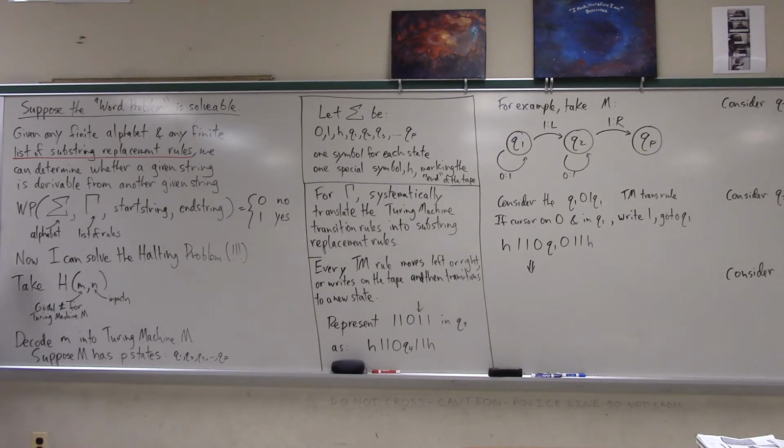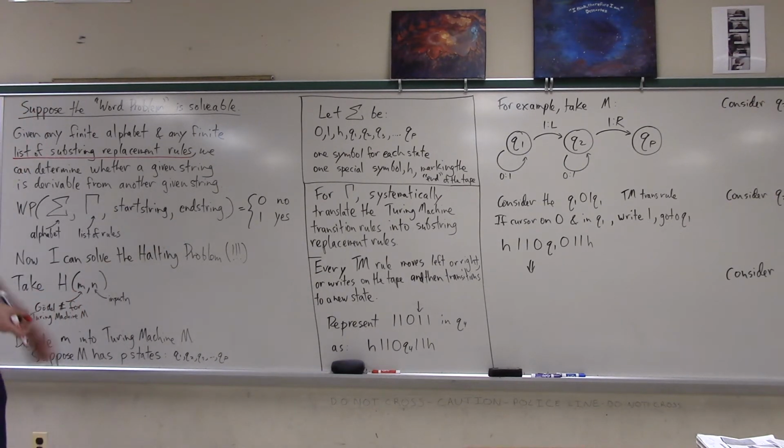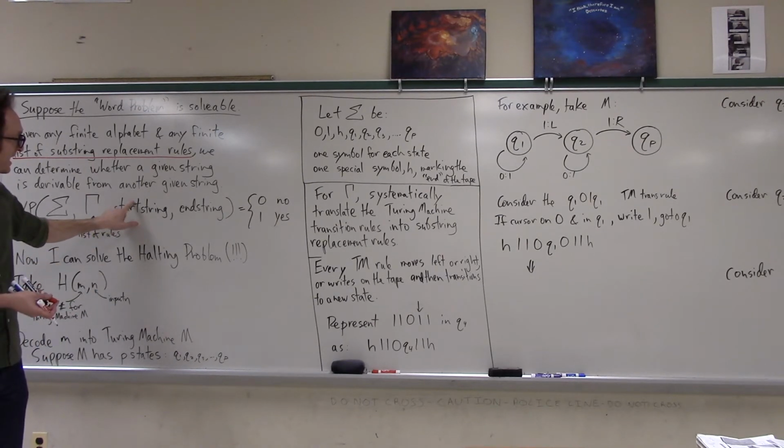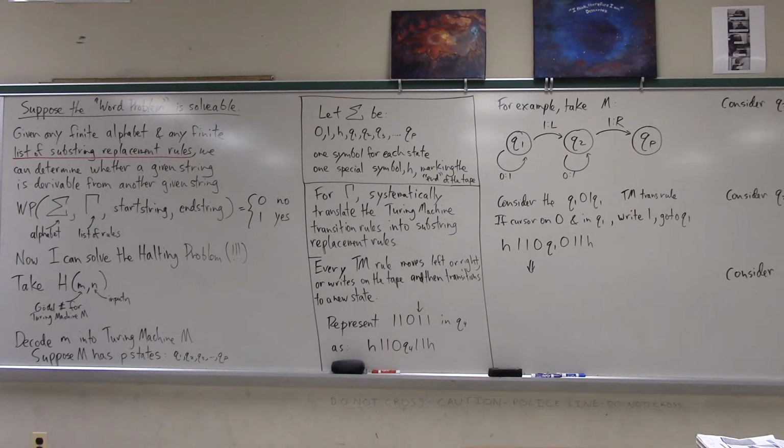I formalized this. I didn't do this in class, it's not really formal, I just wrote it out more clearly. What we are supposing we have is this word problem algorithm. It takes a certain alphabet, a certain list of rules, a start string, and an end string, and it answers the question: can I or can I not start with the start string and end with the end string by following a finite sequence of substitutions from the list of substitution rules.